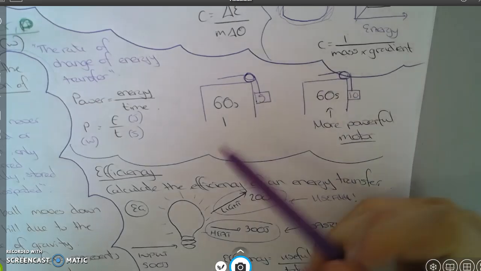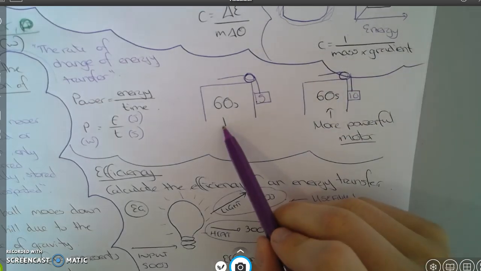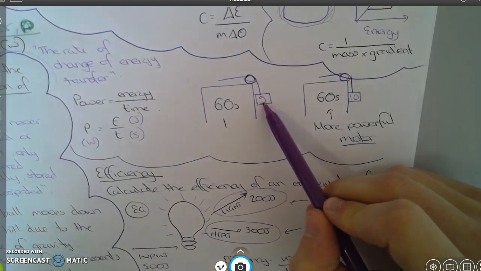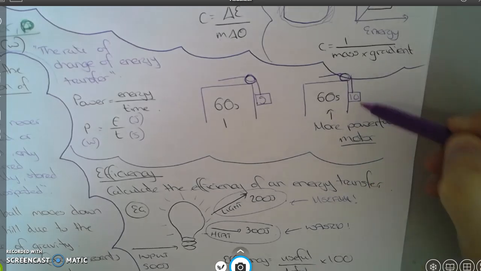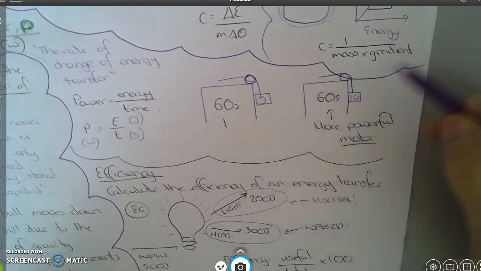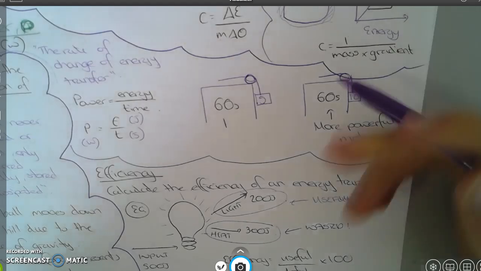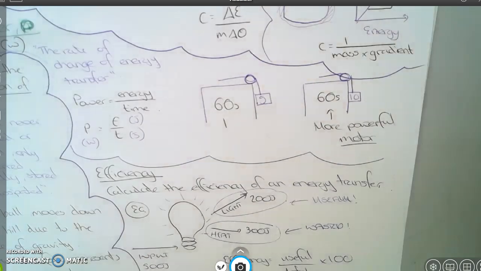So here's a scenario. I've got a motor, and the motor is lifting certain masses. This motor here takes 60 seconds to lift a mass of 5 kilograms, whereas this motor takes 60 seconds to lift a mass of 10 kilograms. Clearly, the one on the right is more powerful because in the same amount of time, it lifts a heavier weight. So it transfers more energy in the same amount of time. So it's more powerful. That's using power in a context.